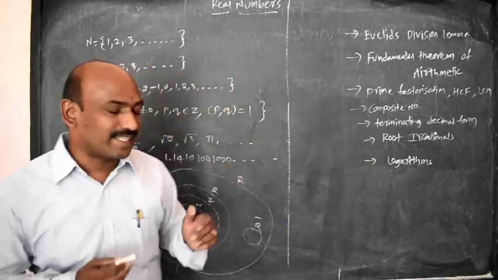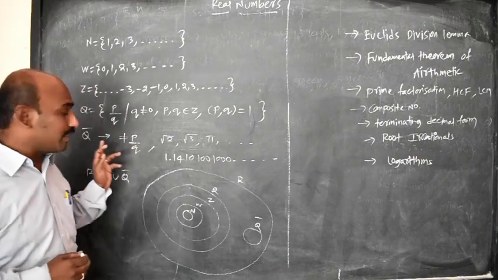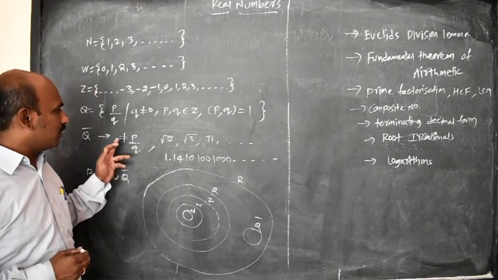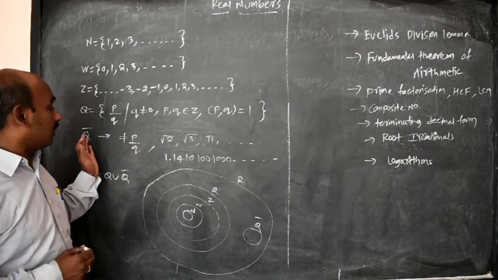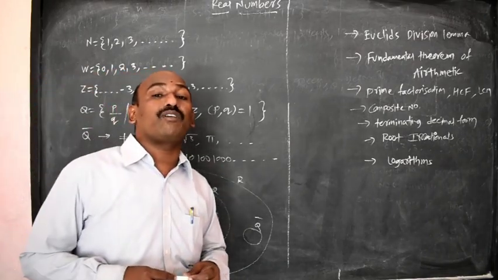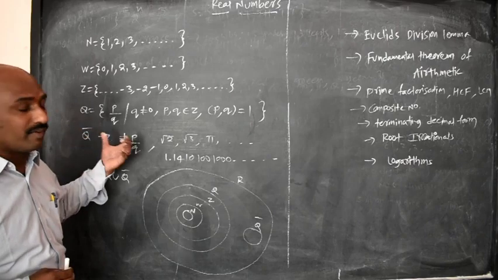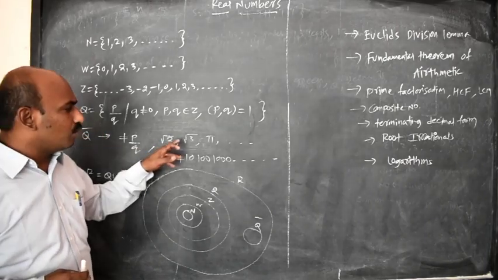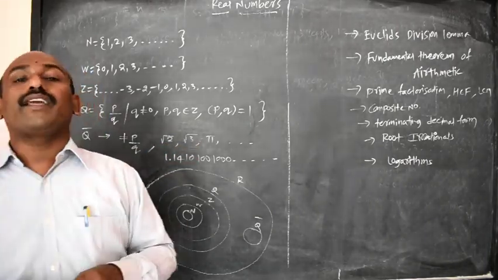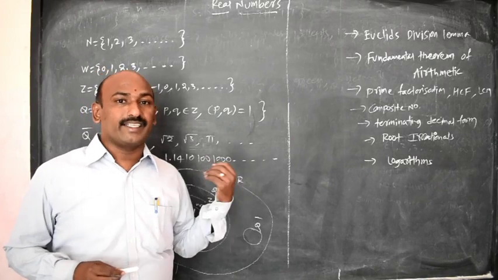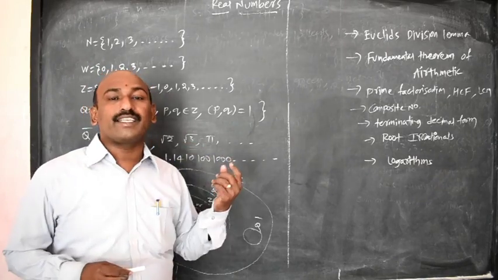Repeating means a block is repeating. And if you go to irrational numbers, those cannot be represented in the form of p by q. Why? Because rational and irrational are different, and root 2, root 3, those are non-terminating, non-recurring. That's why we call those irrational numbers.